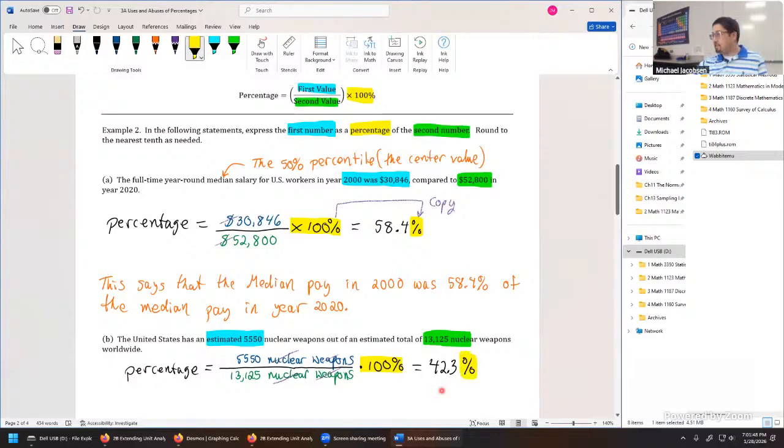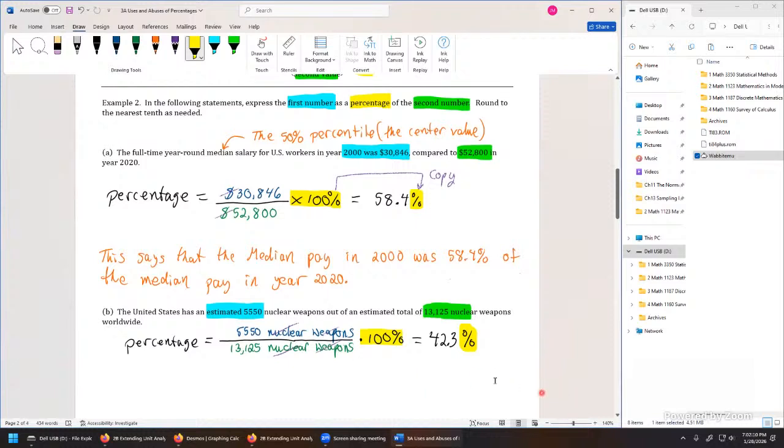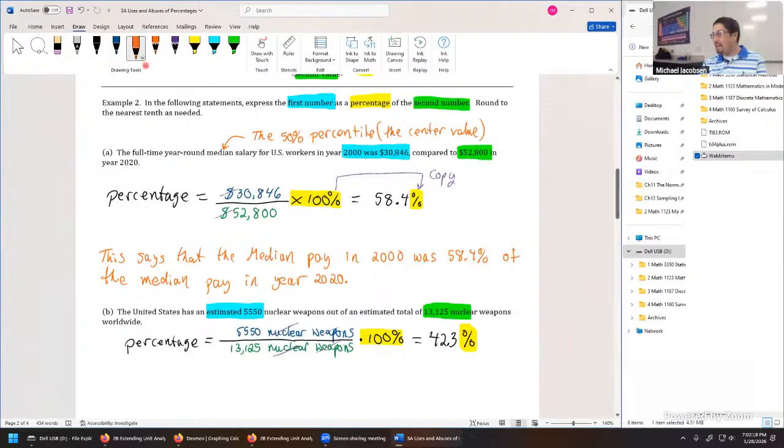So we've got it. The percent is 42.3%. But what's the interpretation? Any volunteers to say what this number really means in context? What would you all say 42.3% means in this problem? That means that the United States has 42.3% of the world's nuclear weapons. Yeah, exactly. Almost half. That's kind of crazy when you think about it. If these numbers are reasonable estimates, we are armed to the teeth, is what this is saying.